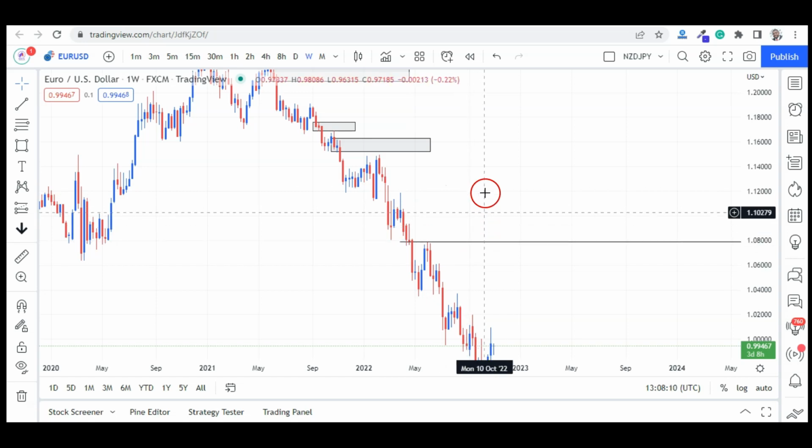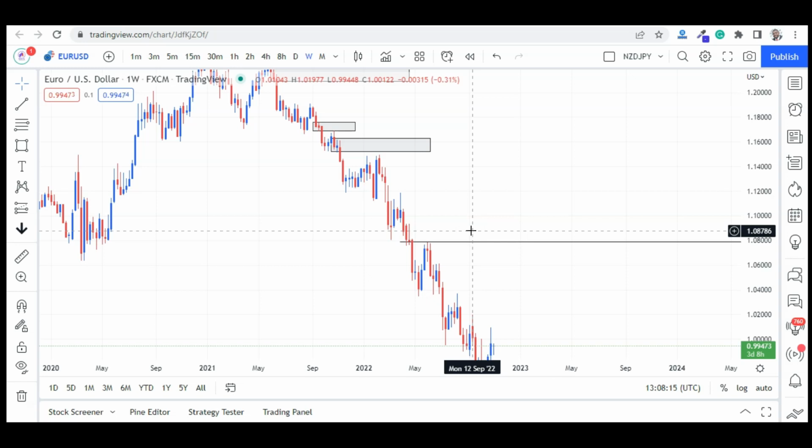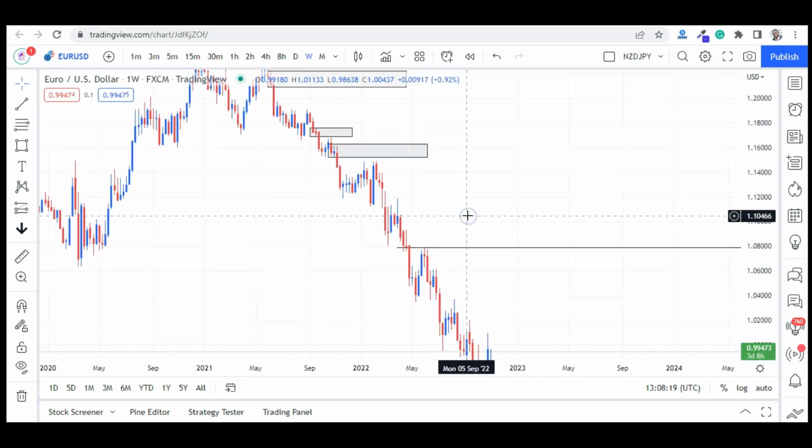And I'm also going to show you the confluence that I use. I like using confluence, and if you stay to the end, you will catch up with the confluence. So you can use that when you are trading.